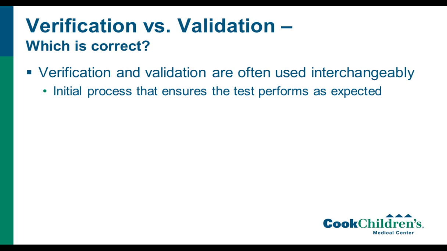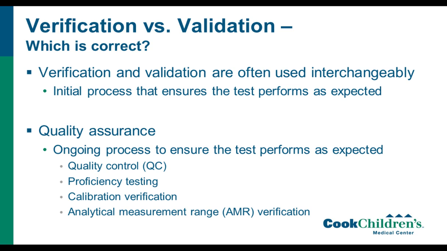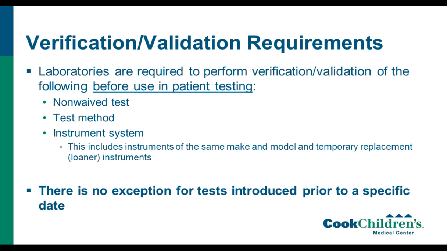So which one is correct? Validation and verification are used interchangeably, and primarily when laboratorians talk about these processes, they're talking about the initial process done when the test is brought in to ensure that it performs as expected. And what CLIA defines as validation is primarily what laboratorians refer to as quality assurance, which is once the laboratory has validated or verified an assay, we then make sure that the test performs as expected as we continue to run it and perform patient testing. So quality assurance measures include quality control, proficiency testing, calibration verification, and analytical measurement range verification. And we'll talk a little bit more about those towards the end of the talk.